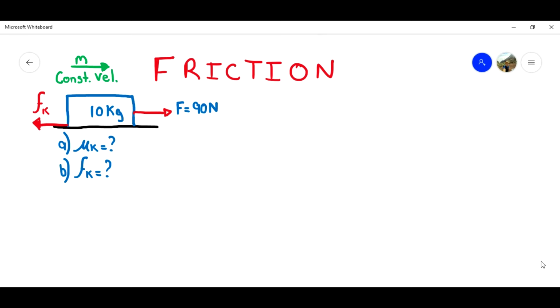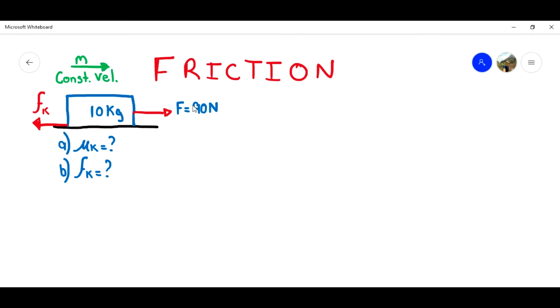In this case, we're going to start with the topic of friction, okay? So this is the first problem. In this first problem, we got a surface. Over the surface, there is a block whose mass is 10 kilograms, and this block is being pulled by a force of 90 newtons, okay?